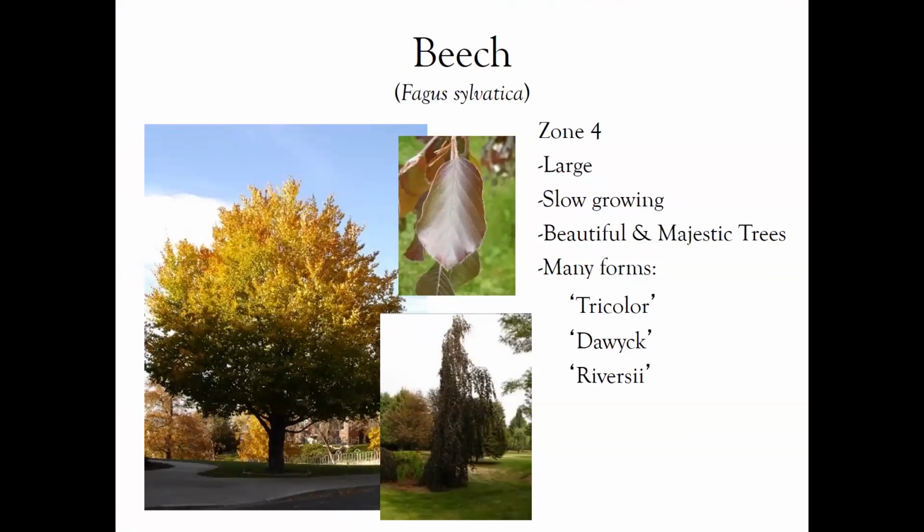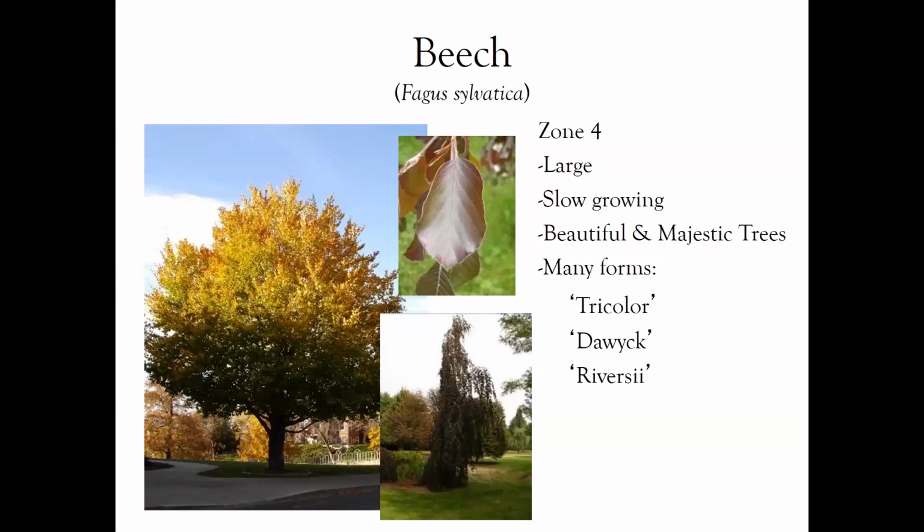This is actually European beech. It's hardy to zone 4. These are large trees, slow growing, beautiful. It's one of my favorite trees as far as just the overall look. The bark on these trees looks like it's been poured on, like warm chocolate. The full sun, there's quite a few different forms of these. There's tricolor, for example, which we'll talk about in just a second.